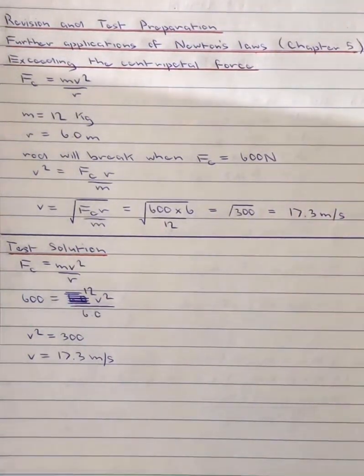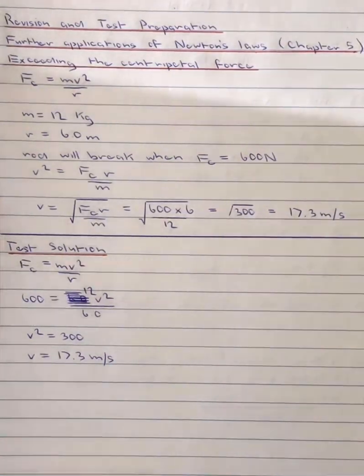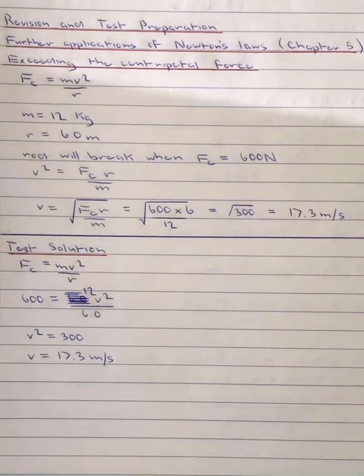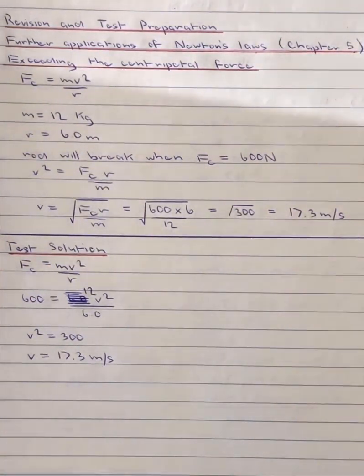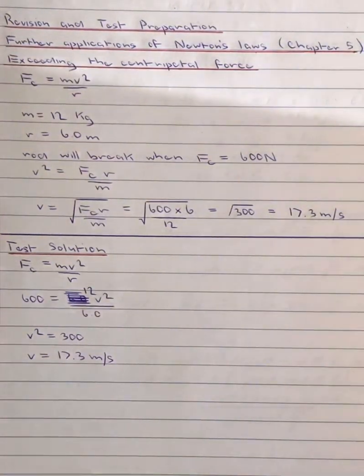The problem requires that an aluminium rod is designed to break when it is under a tension of 600 newtons. One end of the rod is connected to a motor, and a 12 kilogram spherical object is attached to the other end. When the motor is turned on, the object moves in a horizontal circle with a radius of 6 meters. If the speed of the motor is continuously increased, at what speed will the rod break? Ignore the mass of the rod for this calculation.